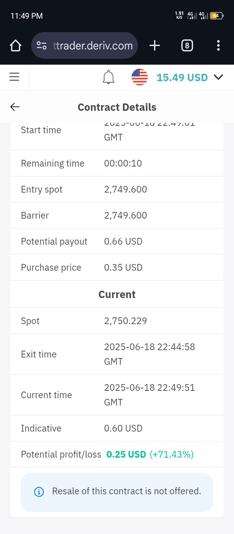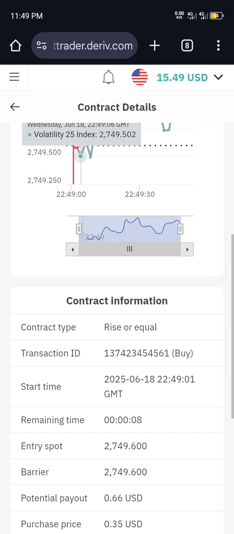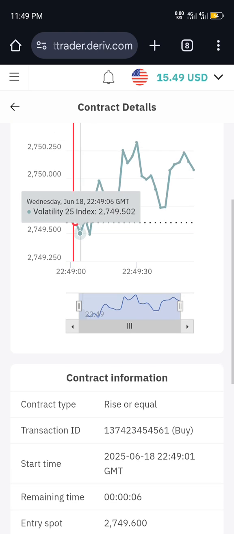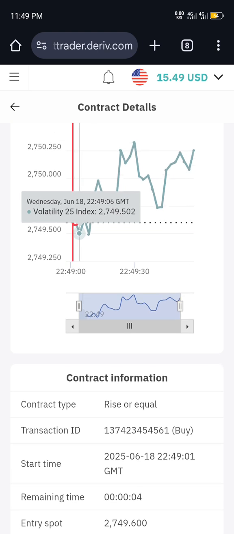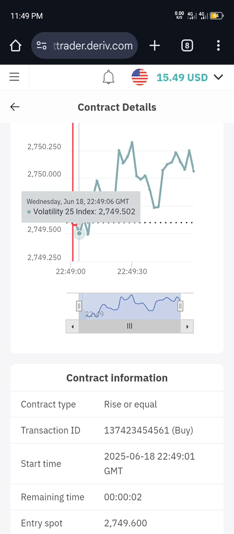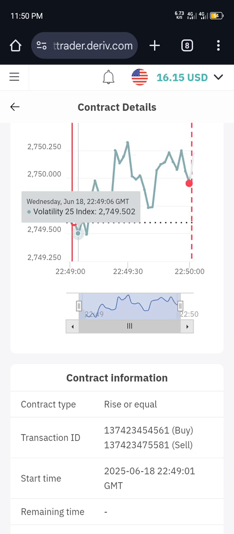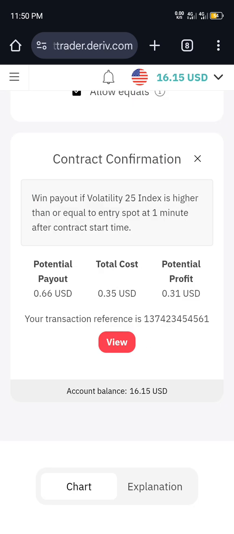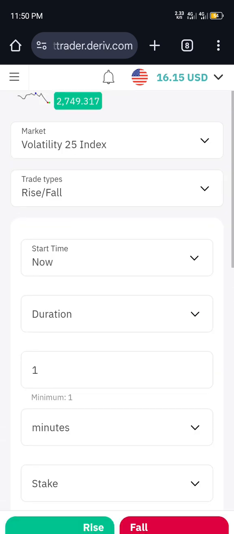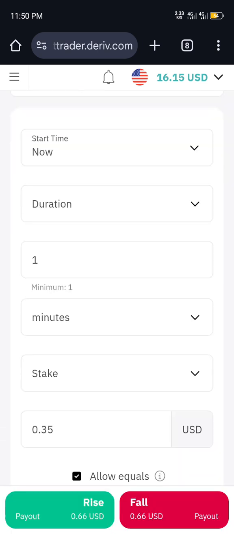Okay, the market is moving in our favor. When it's less than 14 seconds, you can no longer sell at the market. You have to wait for the closure of the contract. Like now, it ends in our favor. You see our account is growing now, $16.15. Bit by bit, cent by cent, we are moving.